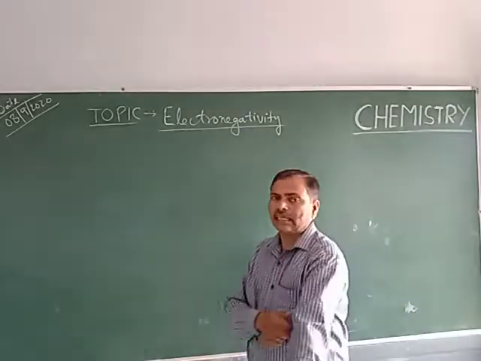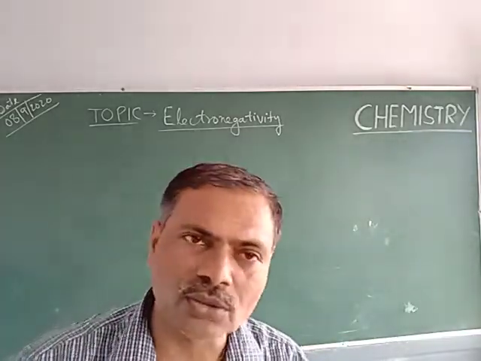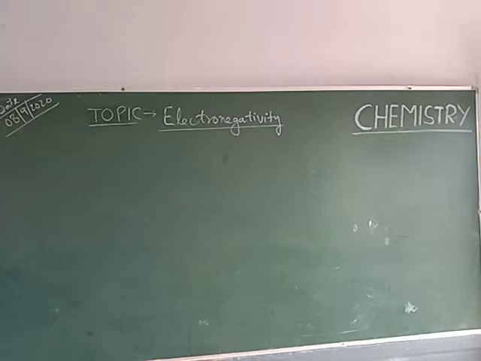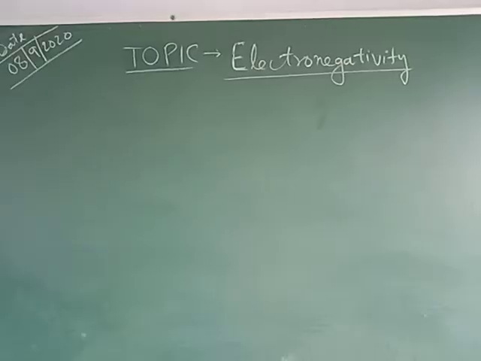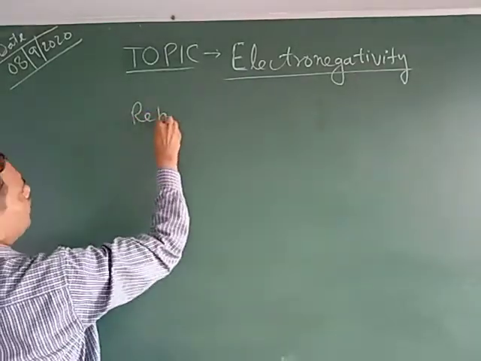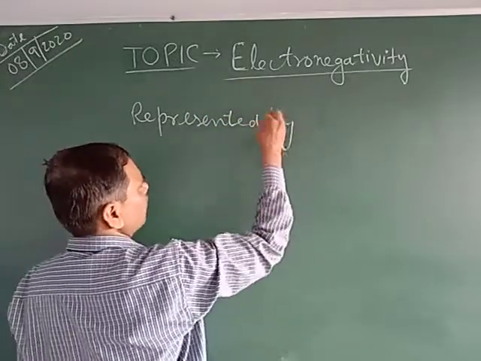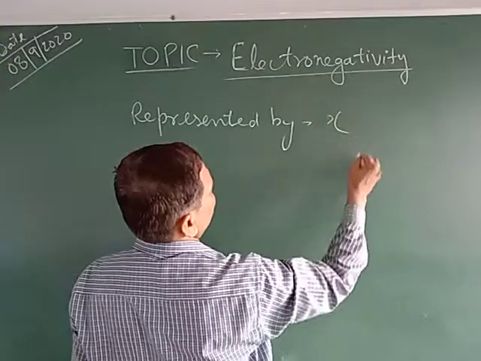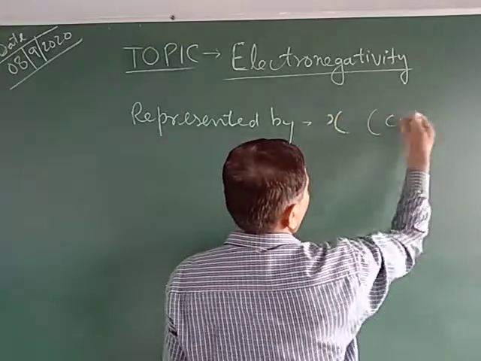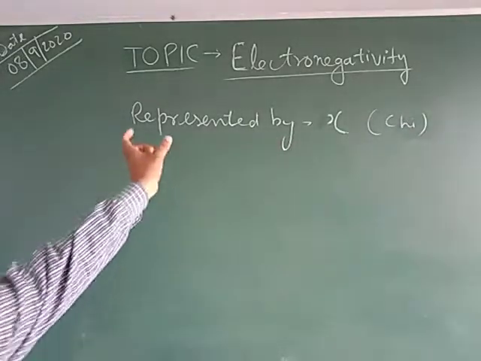Today we will study the new periodic property, that is electronegativity. Electronegativity is represented by this symbol. It is called chi. Electronegativity is represented by chi.